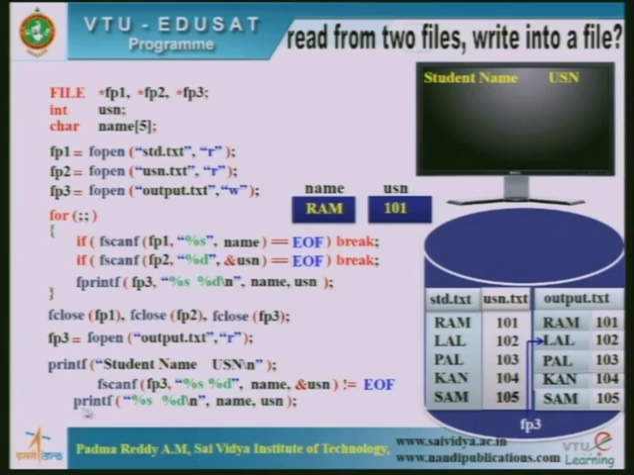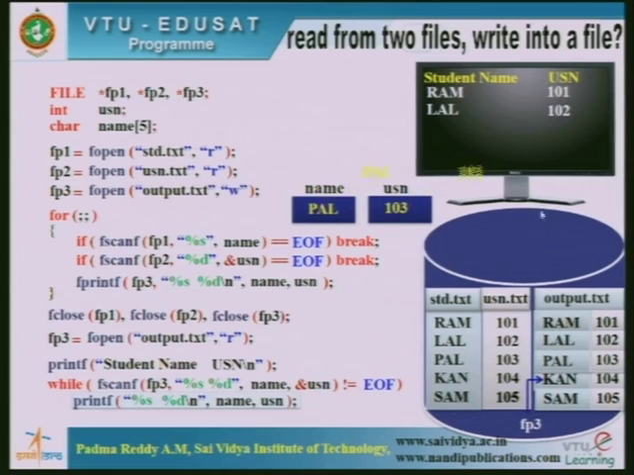For displaying onto the screen, which function do we use? printf. So, what will happen? This RAM and 101 is read and that will be displayed onto the screen. So, this has to be repeatedly executed. So, I write a while loop. Now what will happen? Again read from fp3. LAL and 102 is read from the memory. It is copied into name and usn. Automatically the pointer points to the next one. Now you print. So LAL and 102 is written onto the screen. Like this, each and every data is read from the memory and displayed onto the screen.